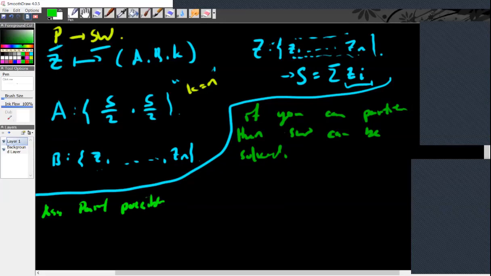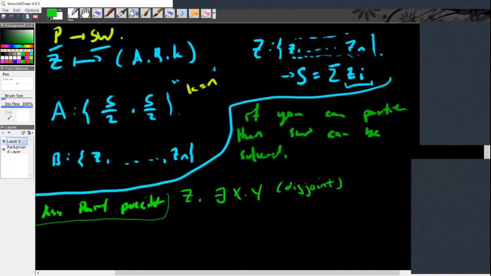Okay, so let's think about that. What does this mean? This means that if I have some set Z, given set Z, there exist sets X and Y that are disjoint, such that the sum of the items in X is equal to the sum of the items in Y.